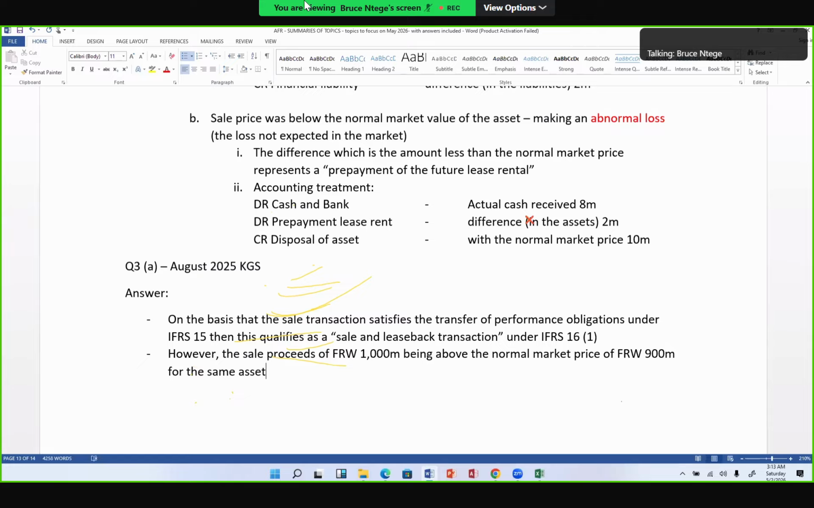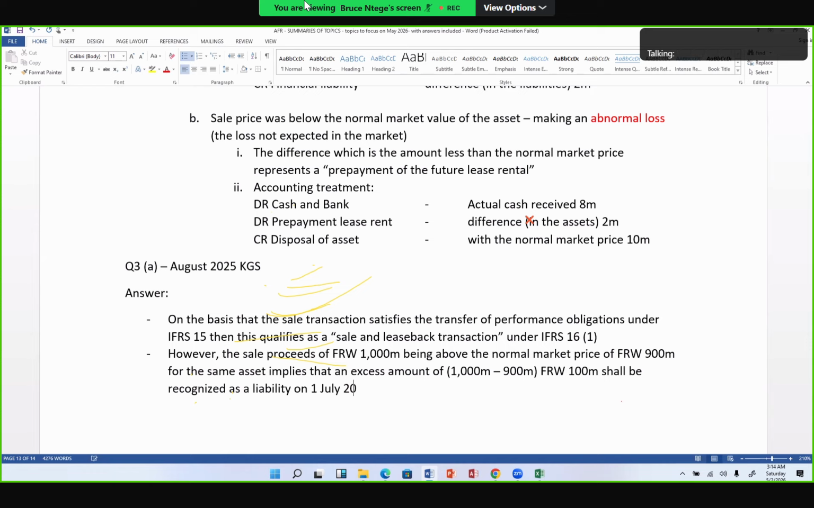This implies that there's an excess amount, and we want to calculate it: 1,000 minus 900, which is 100 million francs, that shall be recognized as a financial liability. That debt is a financial liability on 1st July.